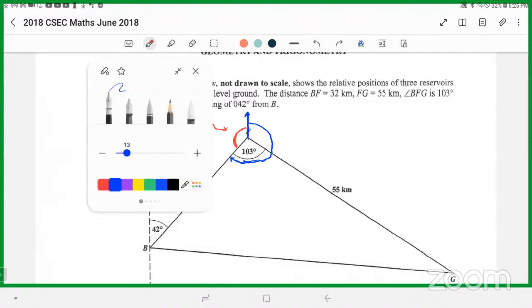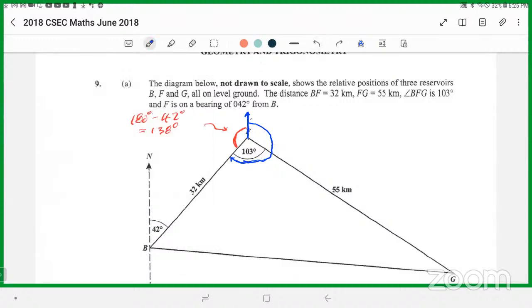Let's work it out in red. The total angle around the point is 360. And so this blue angle added to this 138 makes 360. And so the blue angle itself, which is the bearing, would be equal to 360 degrees minus the red angle over here, which is 138 degrees. All right, and that would give us the angle that we want.